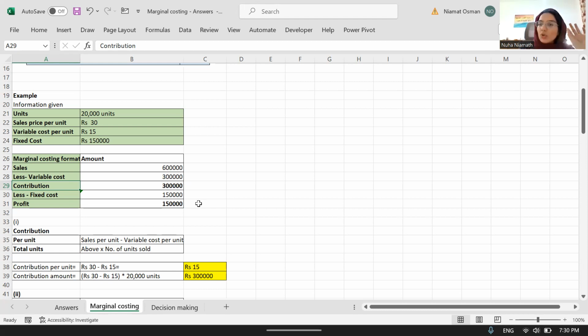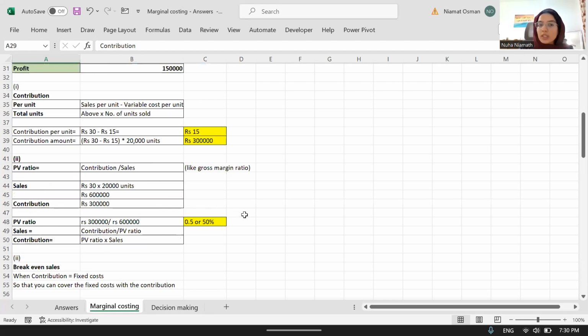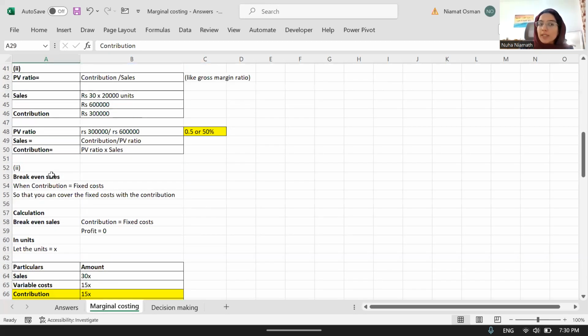Is this concept clear? Break-even sales is when your contribution is equal to fixed costs. And that is the point where you're making no losses. It's zero profit, but you're making no losses. Is this concept clear of what is break-even? Right. So that is the concept. You're covering up all your costs. Now, how do we calculate it?